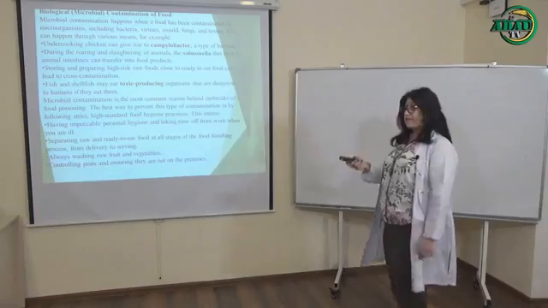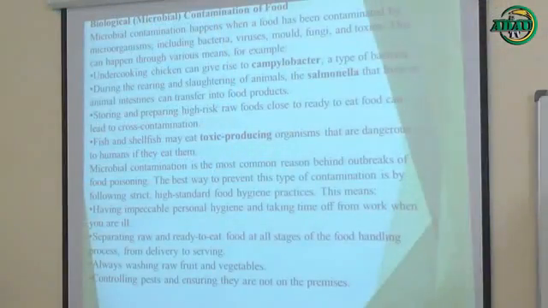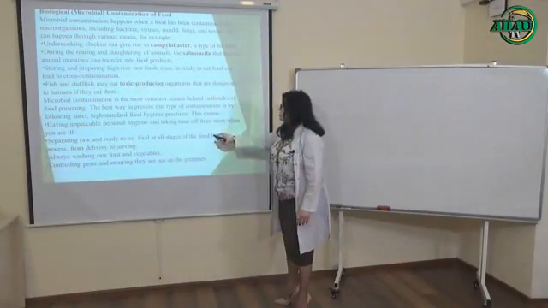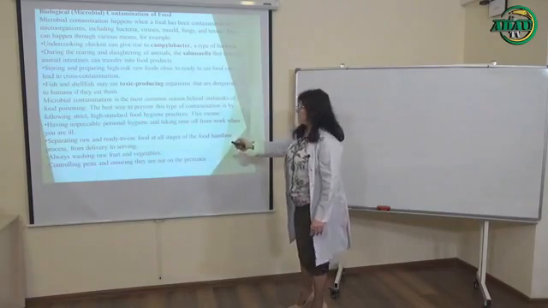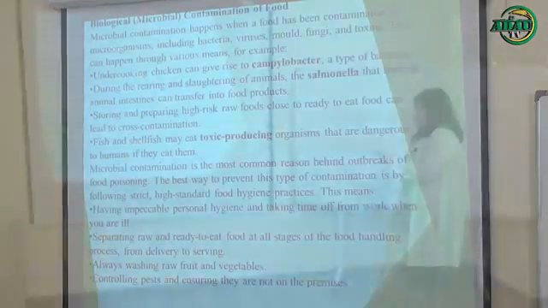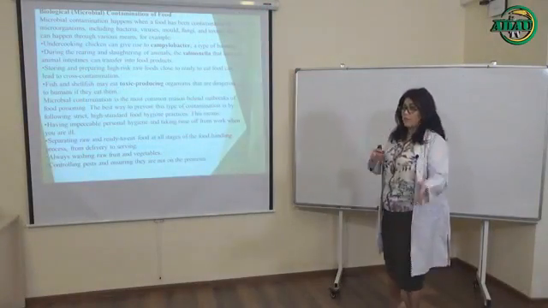The best way to prevent this type of contamination is by following strict, high standard food hygiene practices. This means, again, just pay attention, as I mentioned, prevention and food hygiene. It's not only food hygiene. You will see in the issues below that it should be, first of all, self-hygiene. So, having impeccable personal hygiene and taking time off from work when you are ill. Separating raw and ready-to-eat food at all stages of the food handling process, from delivery to serving. It means from farm to fork.